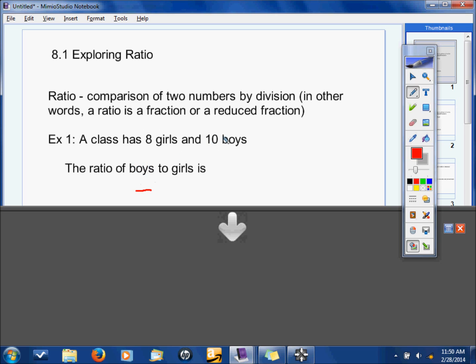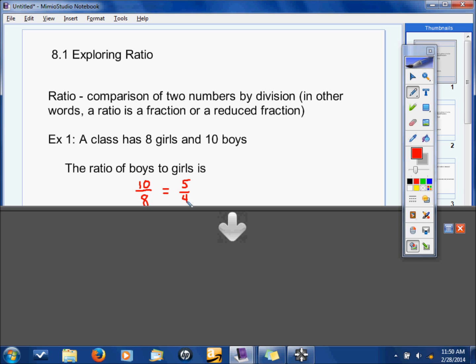Boys to girls. So 10 boys to 8 girls. It does matter which goes in the numerator and which goes in the denominator. If it said girls to boys, we'd have a different number. So this is 10 to 8, but it can be reduced. It can be reduced to 5 over 4.